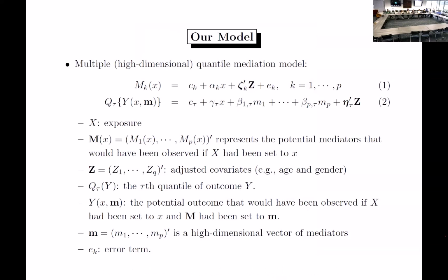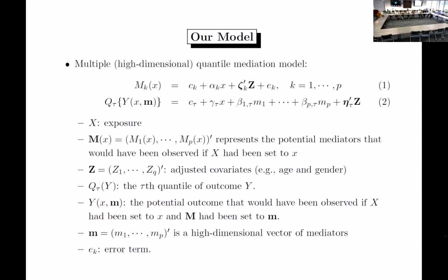We have this high dimensional quantile mediation model. The first equation is where we regress M, the mediator, on the exposure. Because we have P mediators, equation one is actually just for one of the mediators. So basically we have P equations in this model one.